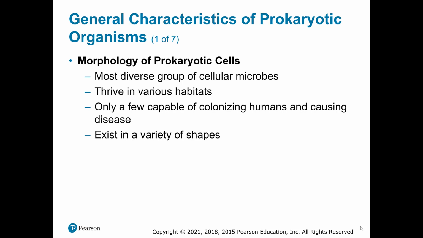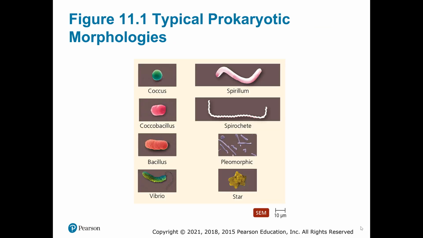And I mentioned in chapter 3 that it is the cell wall of bacteria that contributes to that morphology or that shape. And that is true. And depending on the species of the bacteria, that will dictate the morphology of that particular cell. So here are examples of different prokaryotic or bacterial cell morphologies.